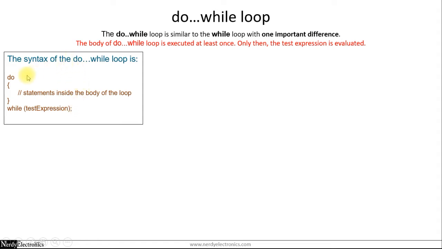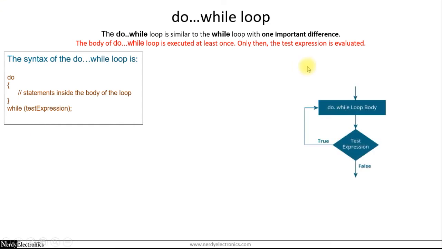So when the execution comes here, it first executes all the statements, then goes to while and tests for the expression. If the expression is true, it goes back to the loop and executes it. If it is false, it will go out of the loop and execute the next statements. The flowchart looks like, we have the do while loop body. So first the do while loop body is executed, then the expression is tested. If it is true, loop body is executed again. If it is false, it exits.